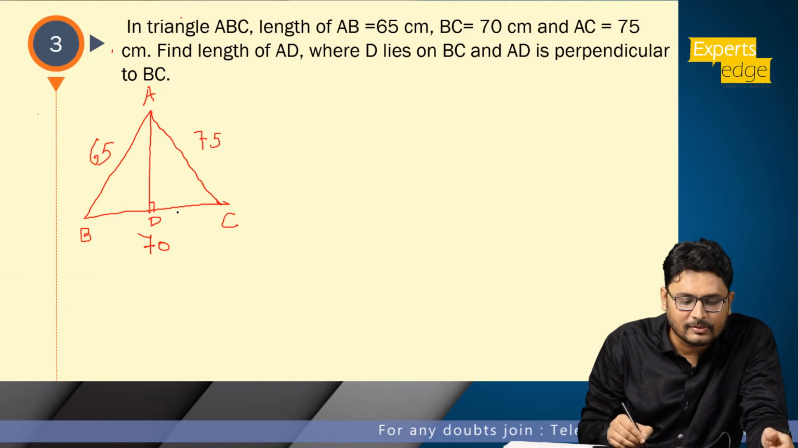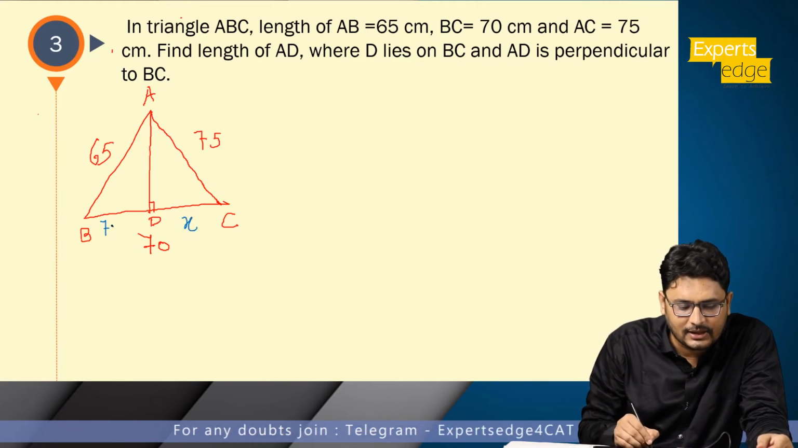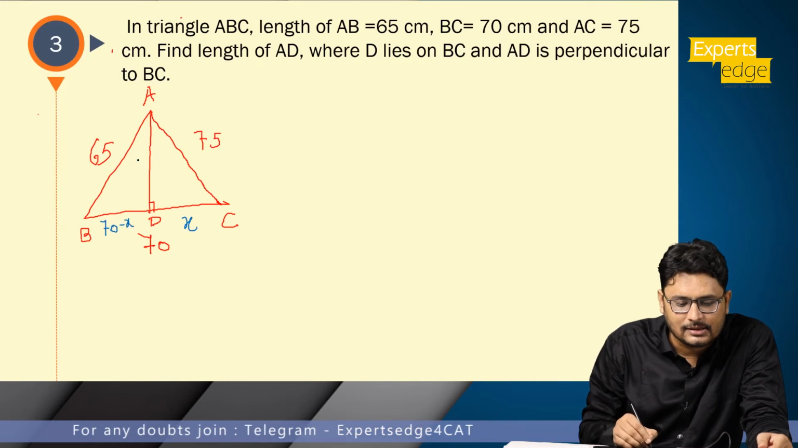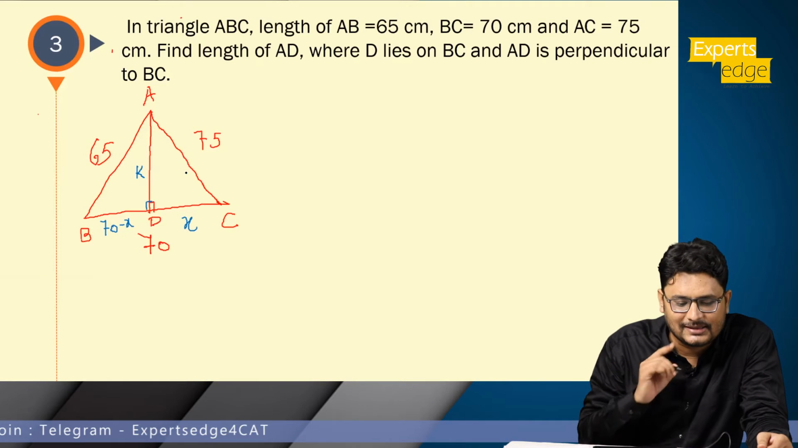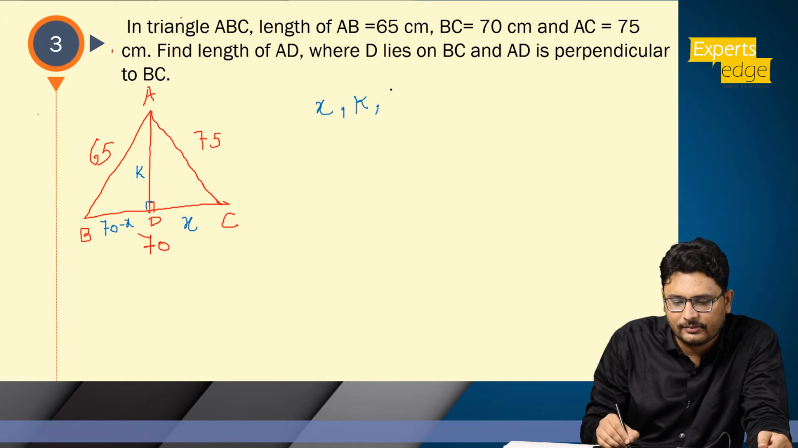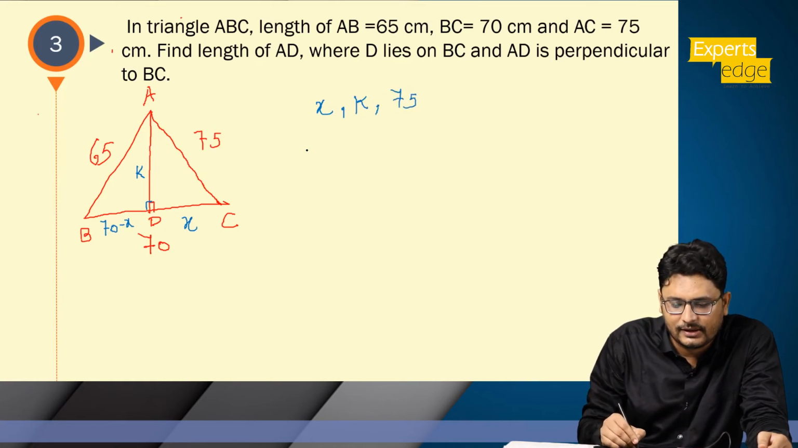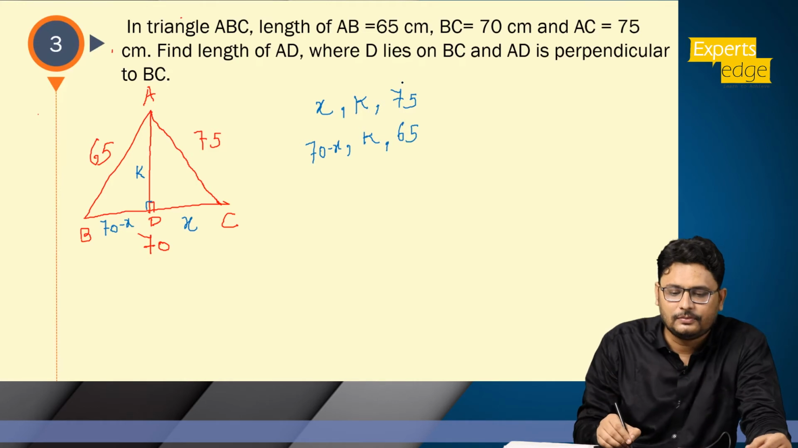तो फर्स्ट दिमाग में ये रिएक्शन आएगा कि लेट्स से दिस DC एज ए x. सो ये कितना होगा? ये मेरा 70 minus x हो जाएगा, राइट? एंड लेट्स से दिस समथिंग एज k, as it is 90 degree. So basically I have three things. एक मेरा x है, ये मेरा k है और ये 75 है, और दूसरा 70 minus x, this is another k and this is 65. Why I am writing this? Basically both of these are hypotenuse.